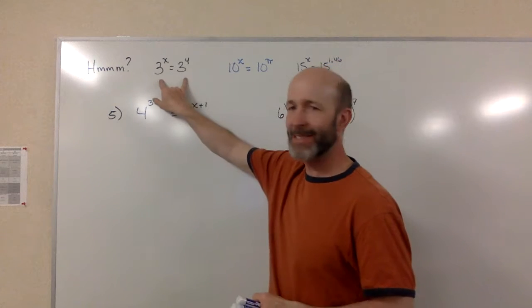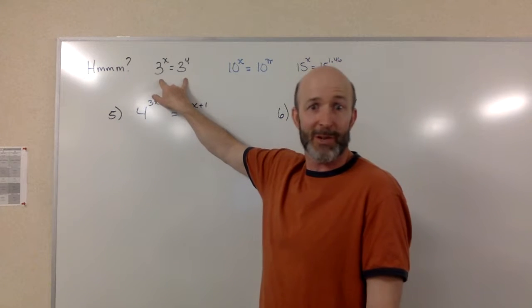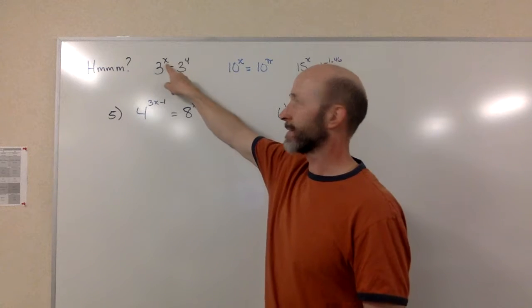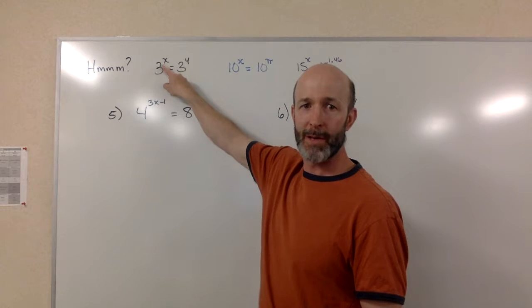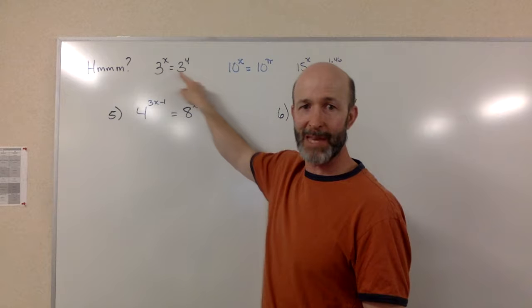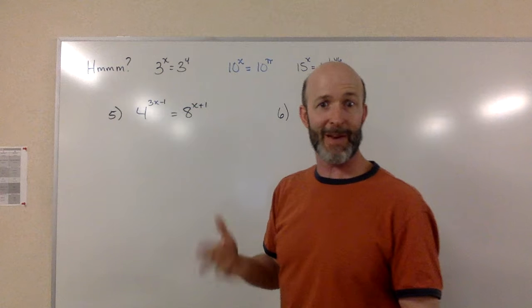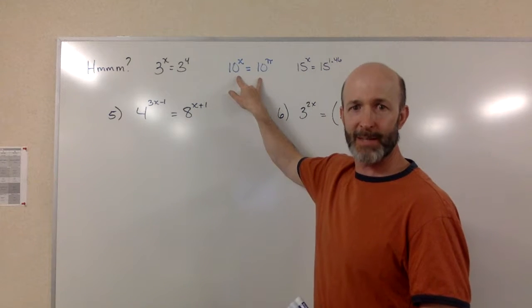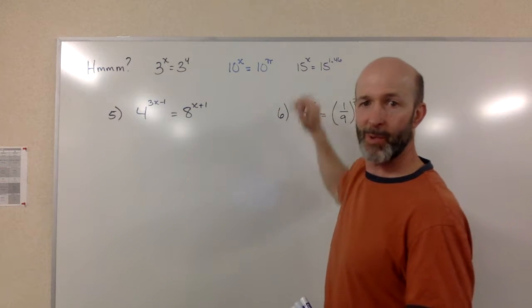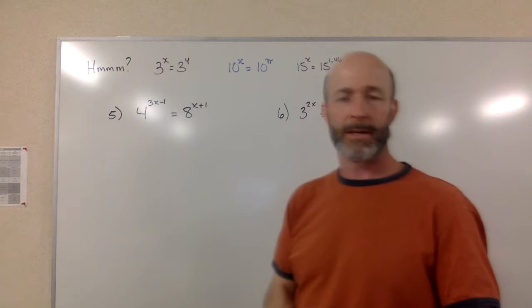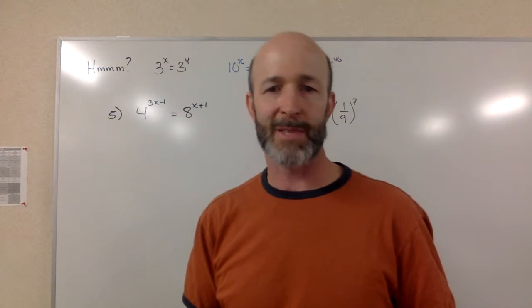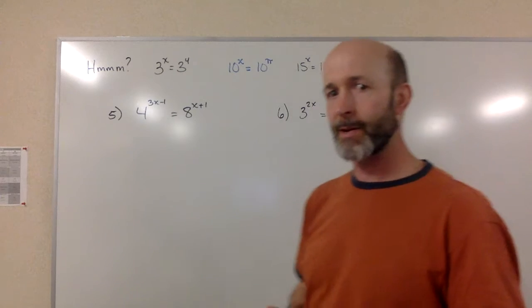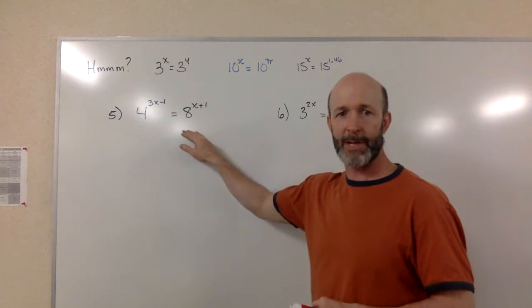If the bases are exactly the same and the numbers are equal, I bet their exponents have to be the same. I'm guessing x here is equal to 4. The only way 3 to the x could be equal to 3 to the 4 is if x equals 4. You see, if the bases are the same, this is an easy game. Just set those exponents equal.